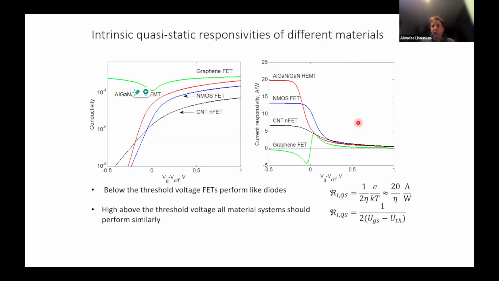Now, above the threshold, all should look very much the same, except for the difference in material. So how well we control charge, what the nonlinearity of control is, what the loss in access regions is, what the shunting capacitances are, and so on. So only technical parameters.